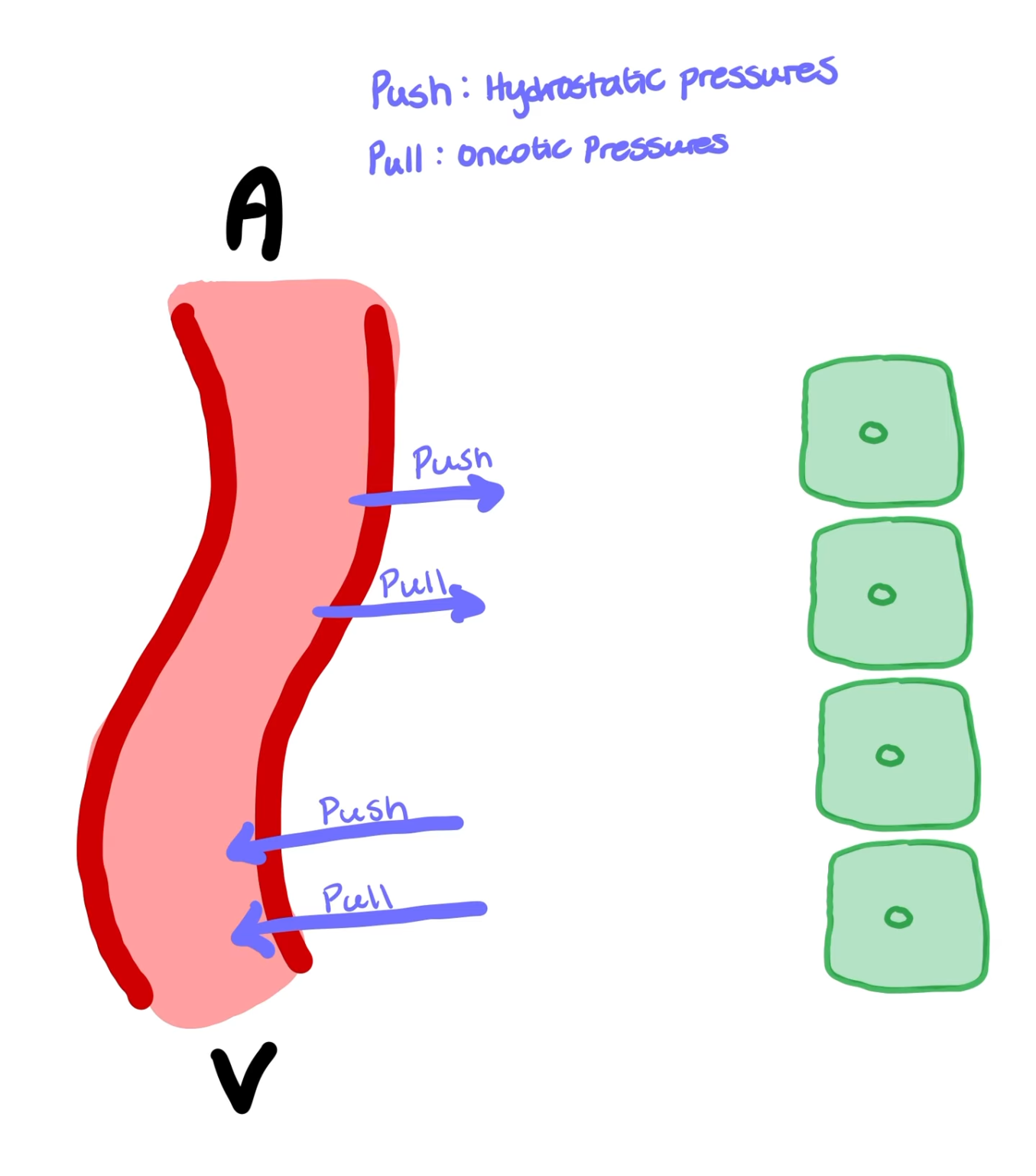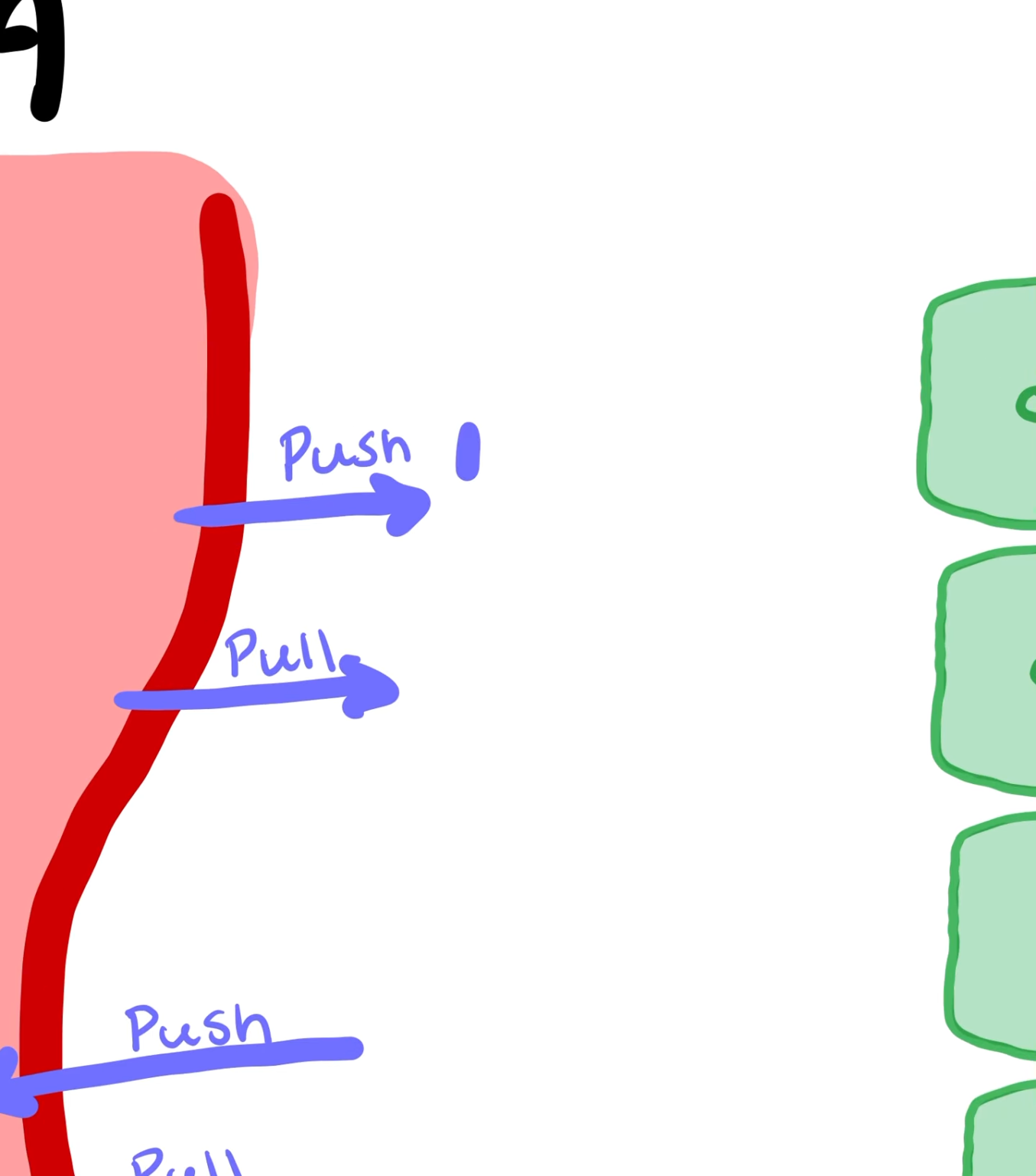On the arterial side of the capillary, the pressure is very high. So the blood hydrostatic pressure is responsible for pushing fluid in. So this is going to be our blood hydrostatic pressure. This is also known as our blood pressure.